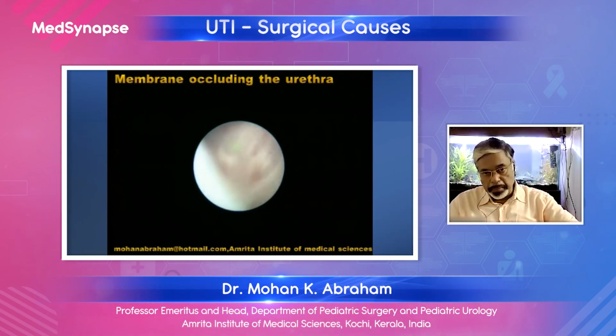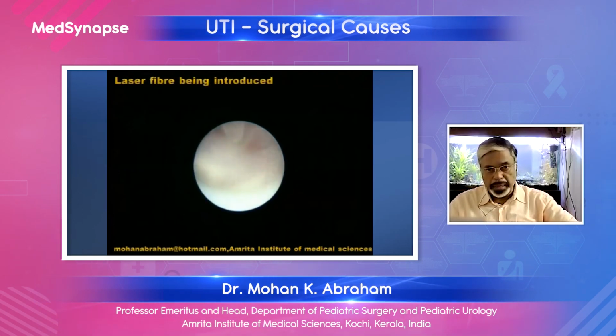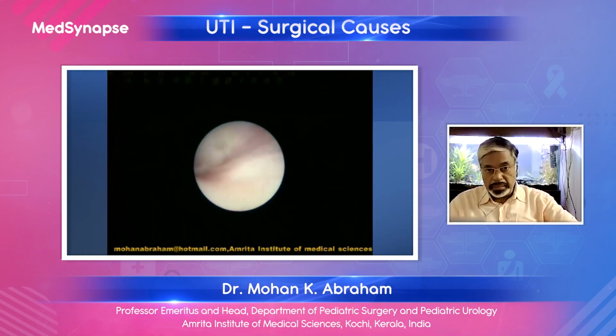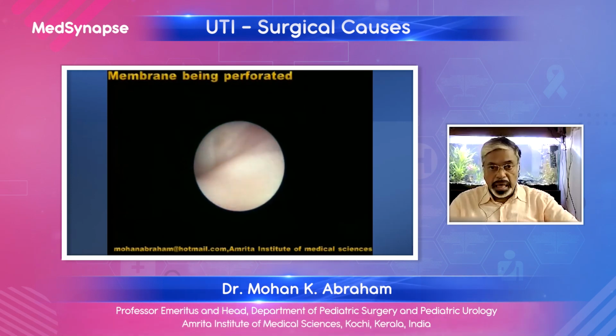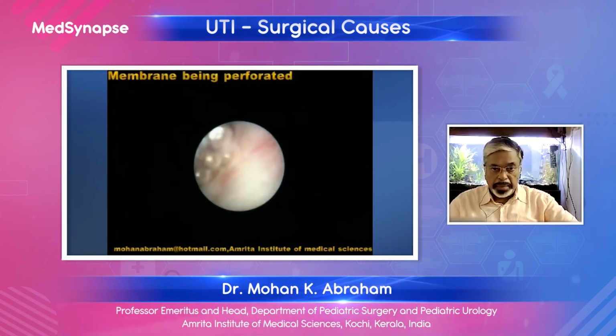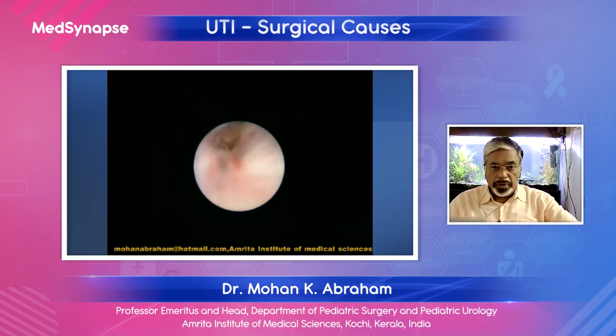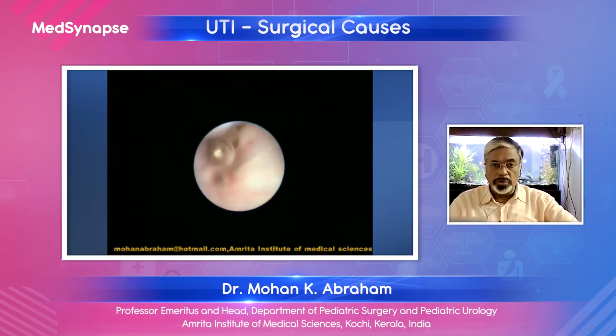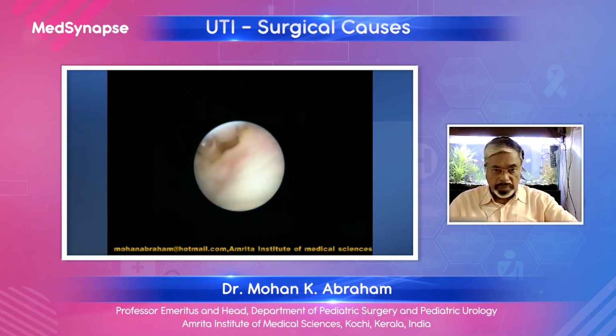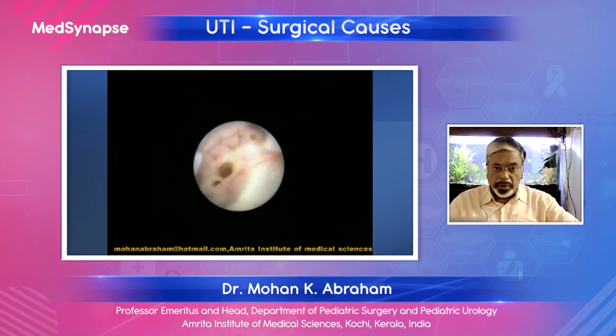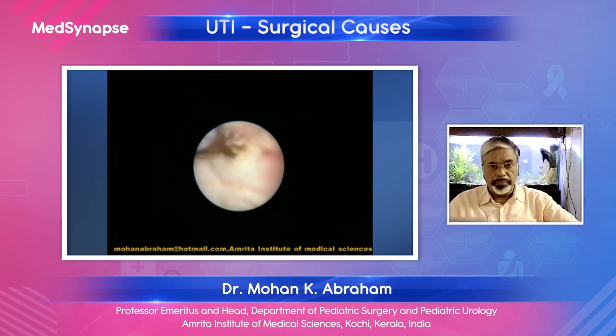You make sure it's a membrane by pushing with your laser fiber, because you can also mistake it for the posterior urethral wall. So make sure it's a membrane, it's a diaphragm sort of thing. And then you apply the laser energy, make multiple holes. And when you make these multiple holes, you join them together. Your intention is not to destroy the entire valve or the entire membrane. You make a sufficiently big hole so that the urine can flow freely.